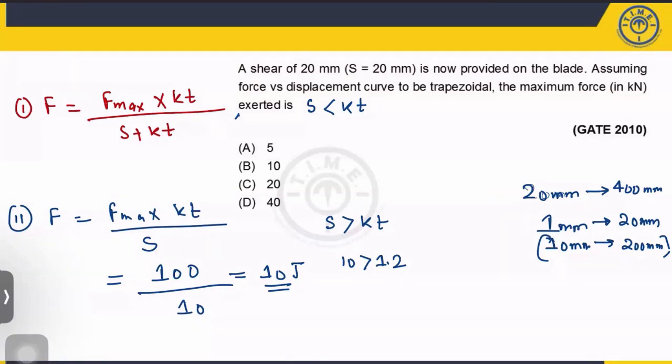It has been observed that the force versus displacement curve you are getting is trapezoidal when you are providing the shear. Okay. It's not like that you will get something parabolic.